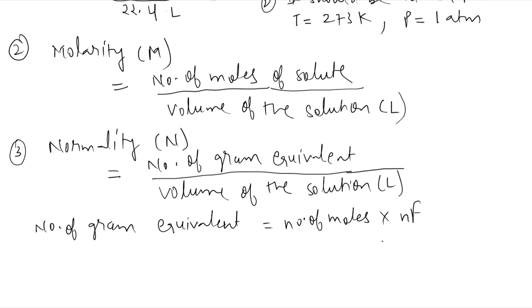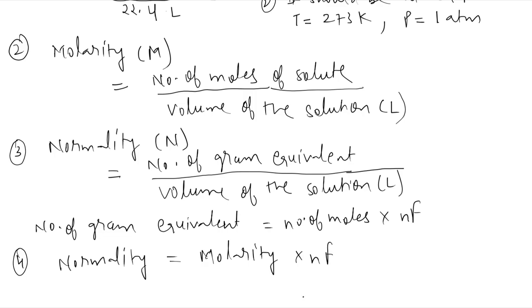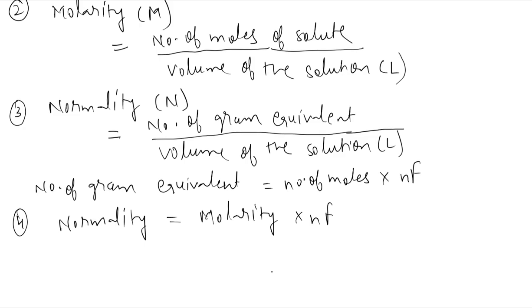So once you know the number of moles, you can just multiply it by n factor and you will get the number of gram equivalents. We also have a relation between the molarity and the normality, which is also important. Normality is given by molarity multiplied by n factor. Okay, so this is also a very important relation you should remember.